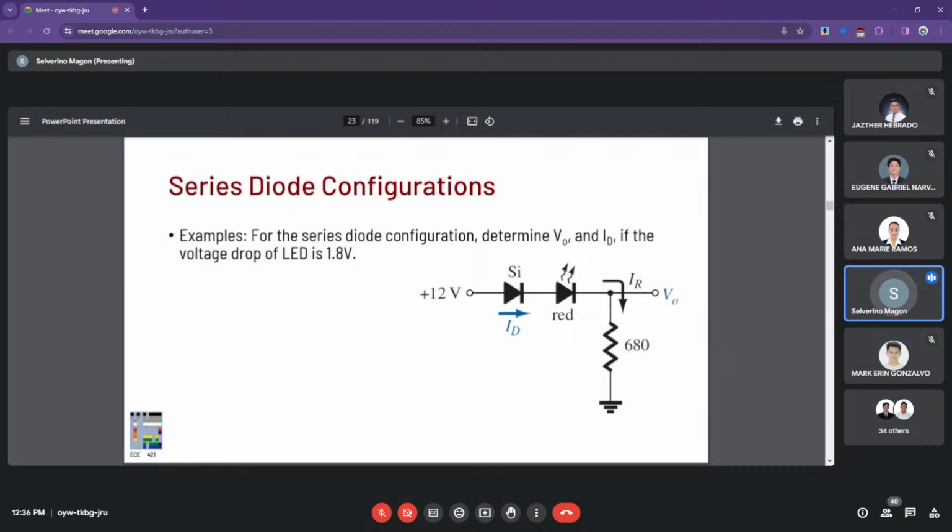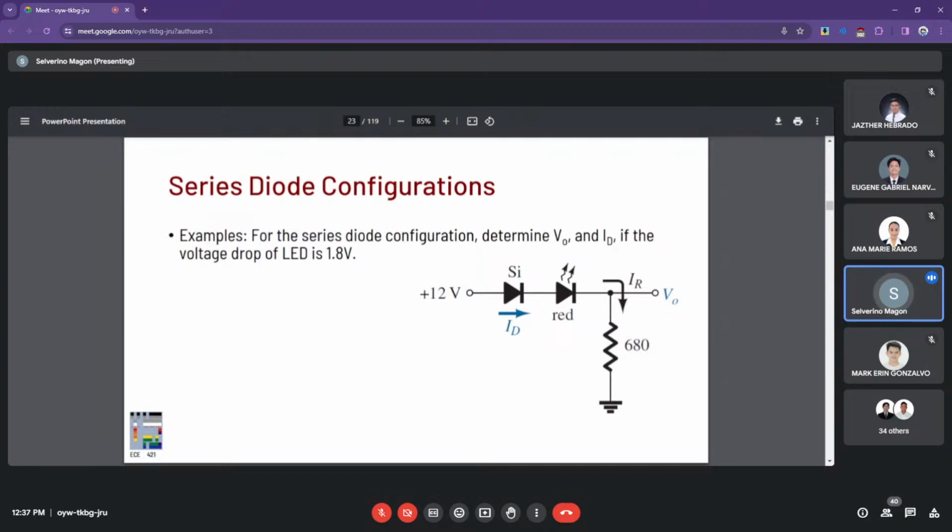A red LED is defined as having a 1.8 forward voltage. Just add these two together, no? So that becomes 12 volts minus 0.7 minus 1.8. I think it's around 2.5, no? So 12 volts minus 2.5 is equal to 9.5.